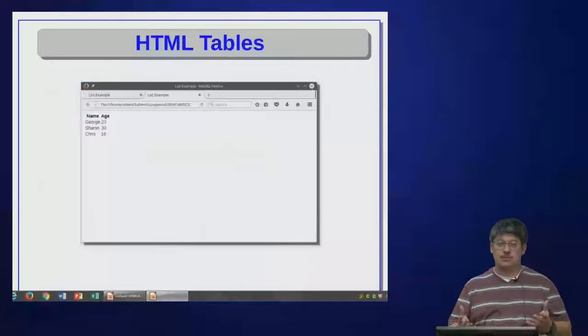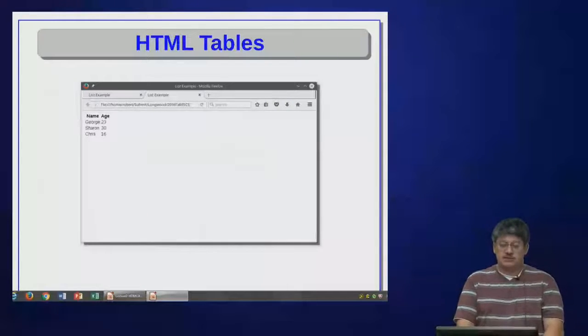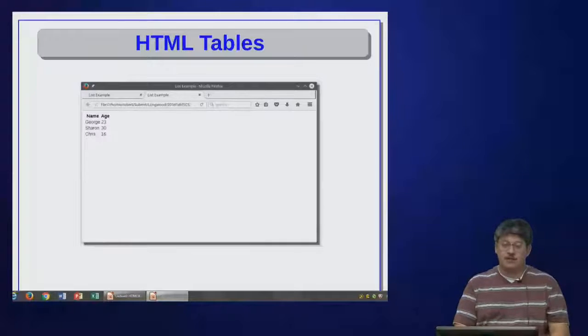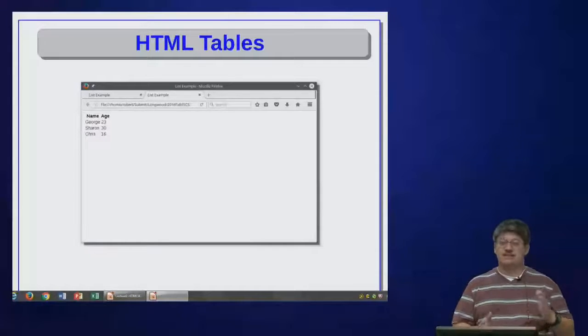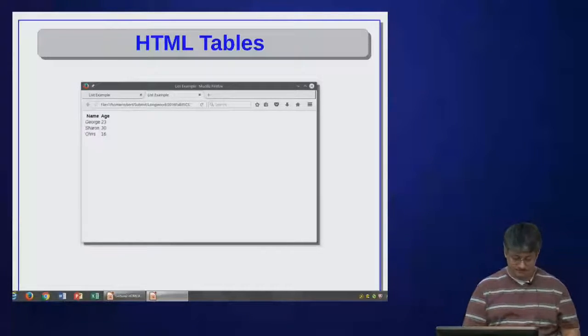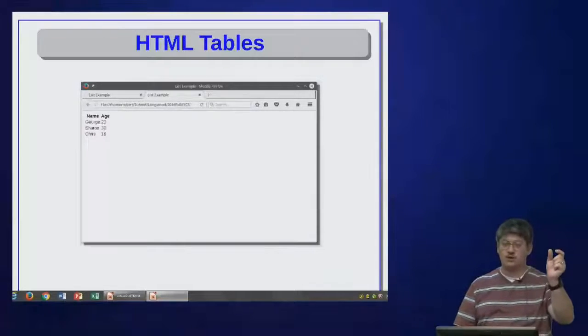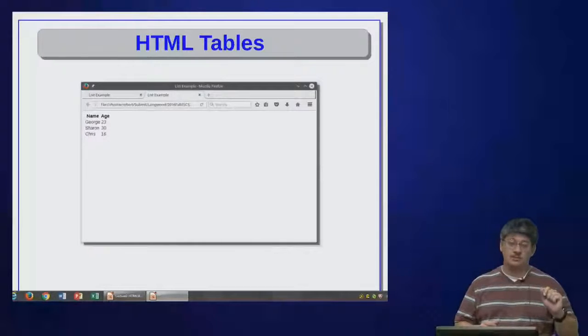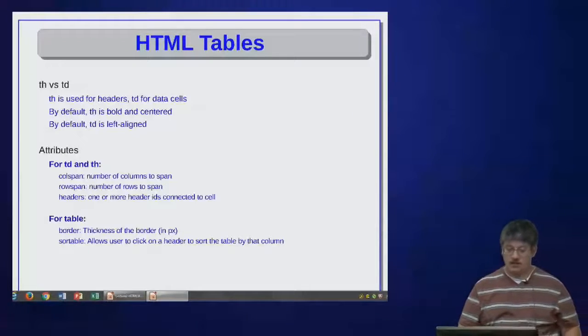So that table would look like this. So notice a couple things about this. First of all, the table headers are in bold, and they're at the top of the table. You actually can't tell it, but they're also centered. The data cells are not bolded, and they're actually left aligned. So here we have George is 23. The next row, Sharon is 30. And we have 2 columns in the last row. Chris is 16.